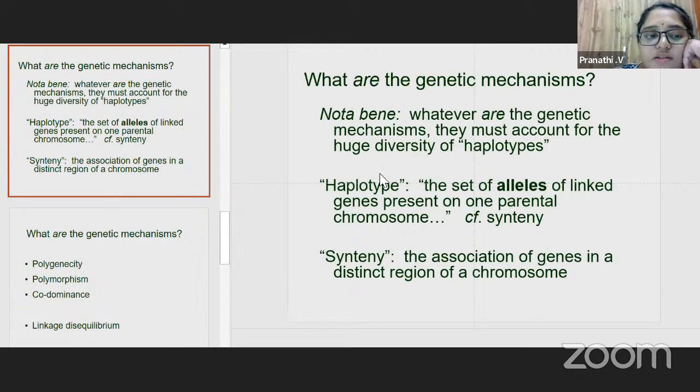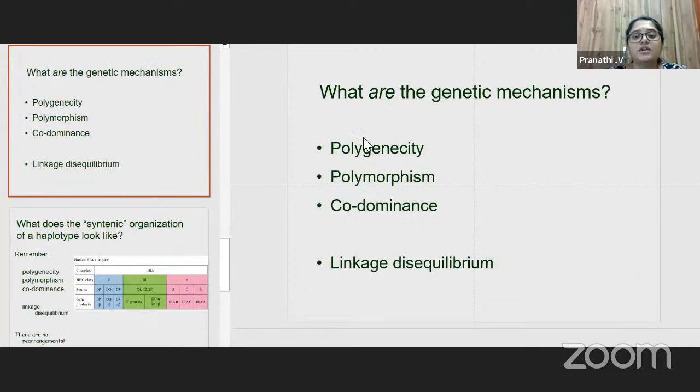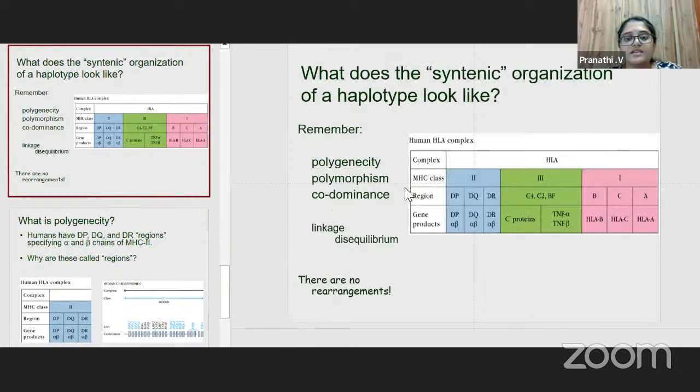Then you have the genetic mechanism, which gives a huge diversity, the haplotypes, that is alleles linked together. Synteny is the association of genes in a distinct region. MHC1 and 2 have polygenicity, polymorphism, and codominance. These are the genetics of MHC1. Whenever there is a syntenic organization and polygenicity, you have MHC2, 3, and 1 types, with different kinds of regions.